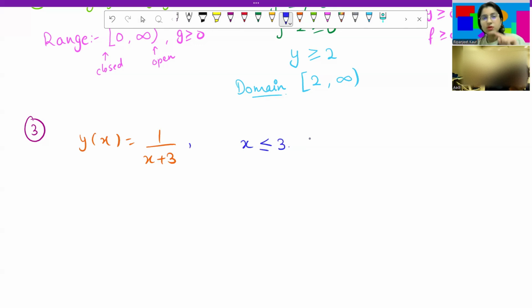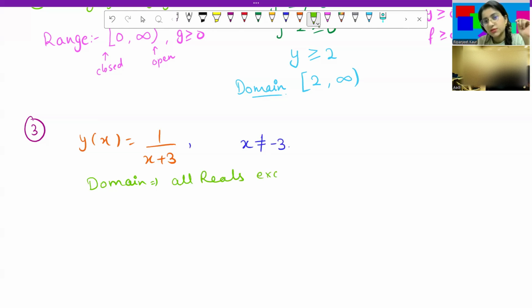1 divided by 0. So what is the thing that makes it 0? -3 plus 3 equals 0. Yes. That means x should not be equal to -3, right? But all the other values of x can be plugged in here. So our domain is all the values that we can plug in for x. So all real numbers, all reals, except x equals -3.